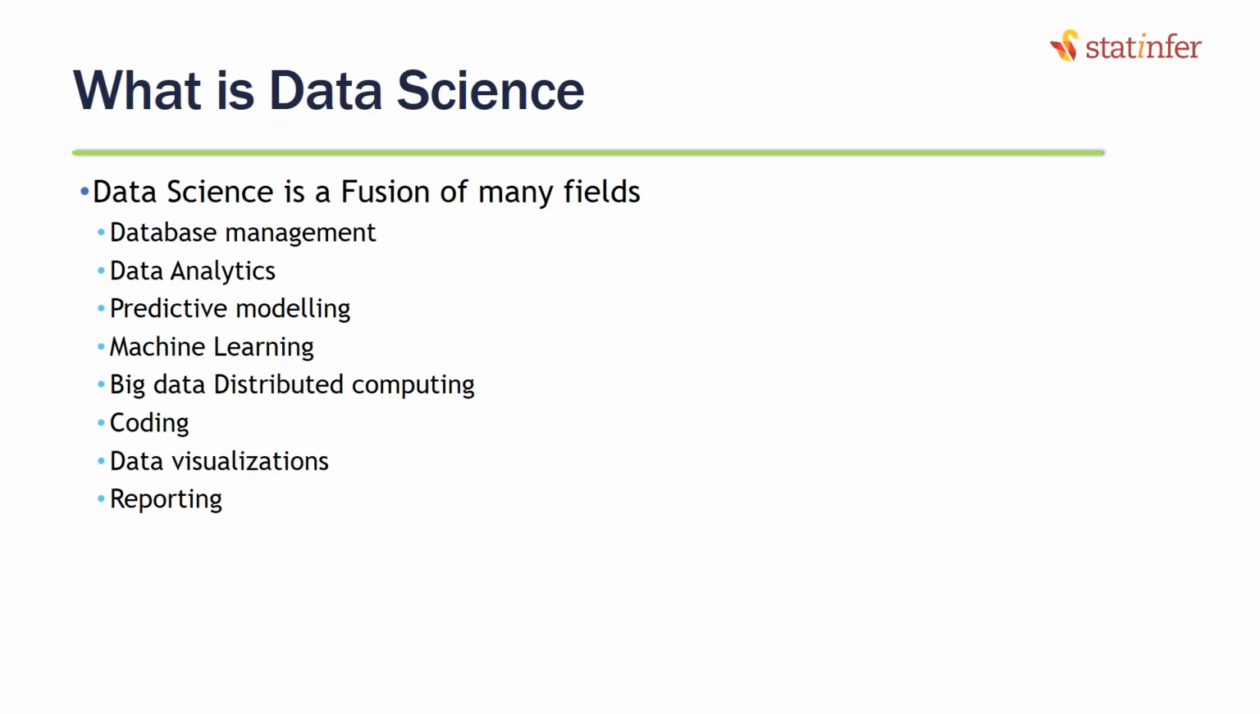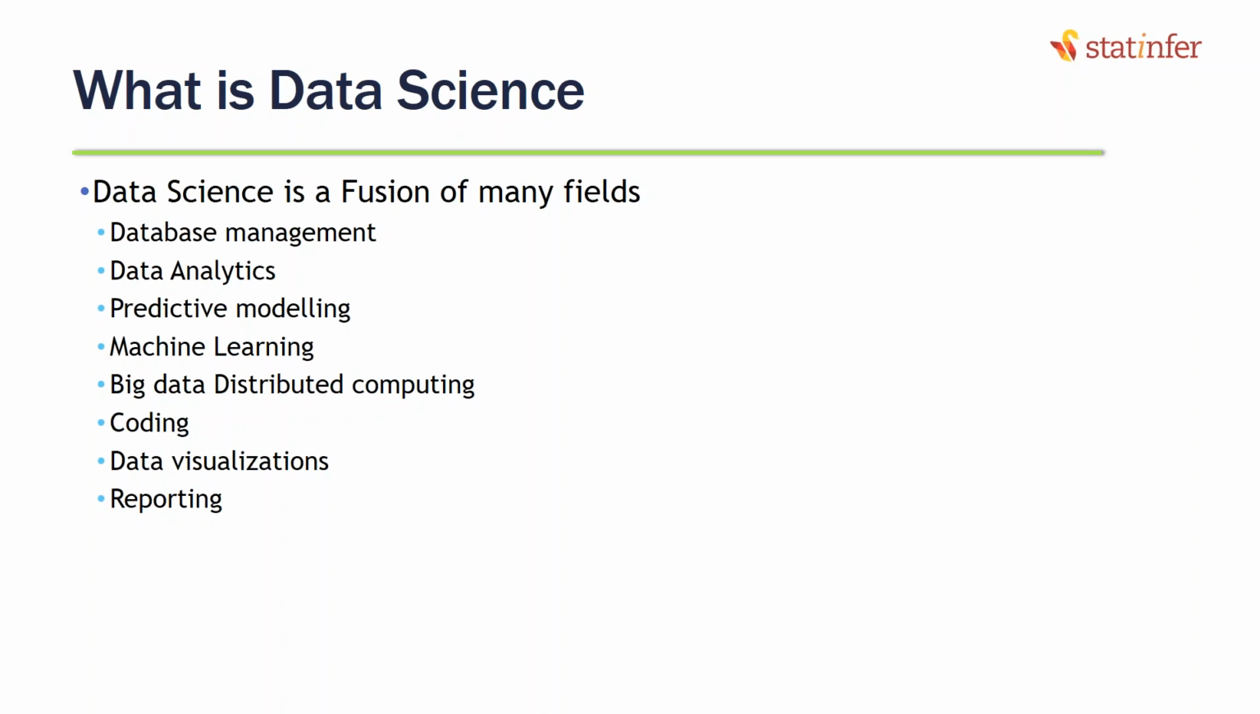So what is data science? Here is an important slide that you need to look at. Data science is a fusion of many fields. Data science doesn't mean just data analytics. Data science doesn't mean big data. Data science doesn't mean data visualization. It is a combination of many fields together. Data science means database management plus data analytics, including predictive modeling, machine learning, big data, distributed computing, coding, data visualization, and final reporting. All of this together is data science.